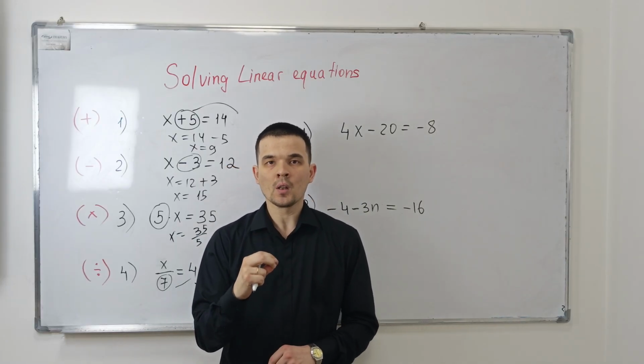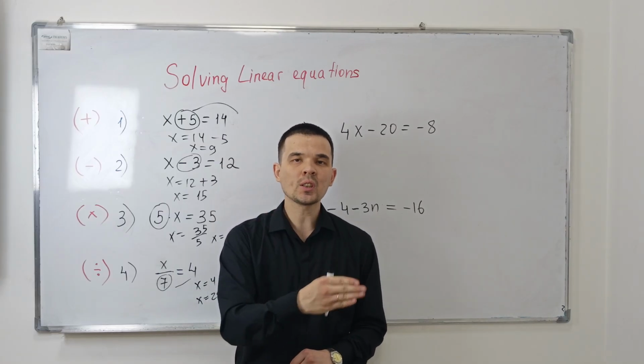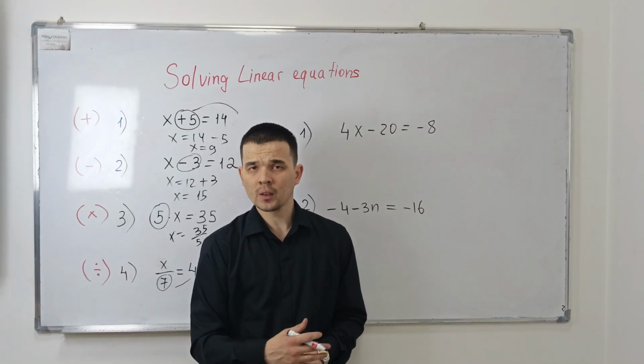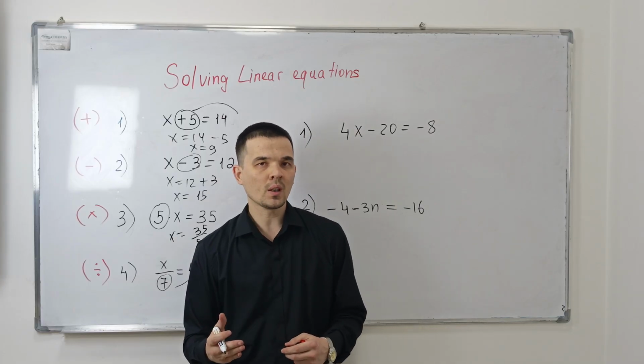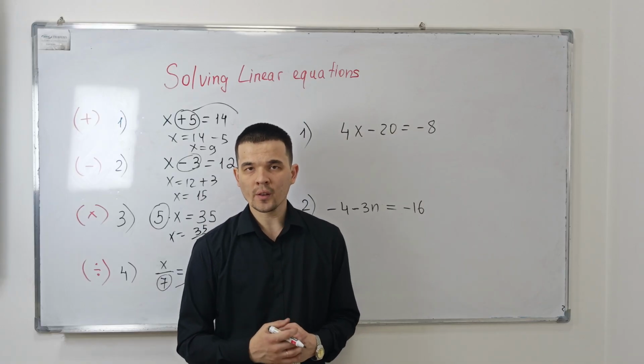If you know the order of operations, we always have to do multiplication and division first, and addition and subtraction next. However, with equations, it is not like this. First of all, addition and subtraction should be done, and after that, multiplication and division should be done. Let me show you how we are going to do that.